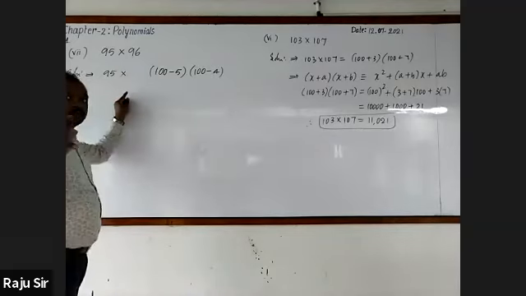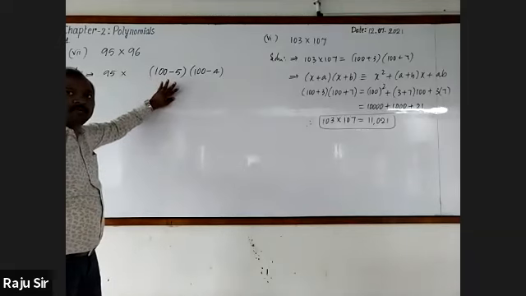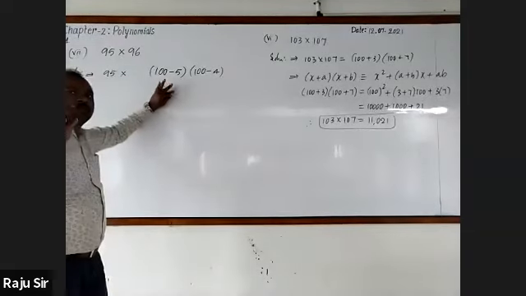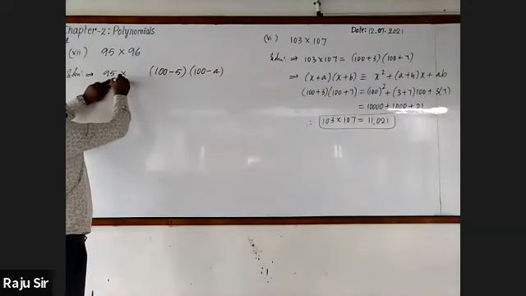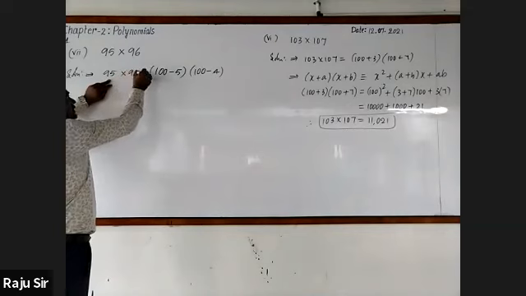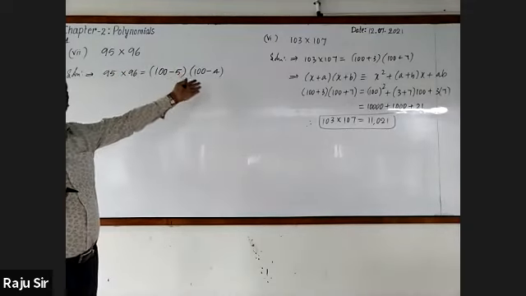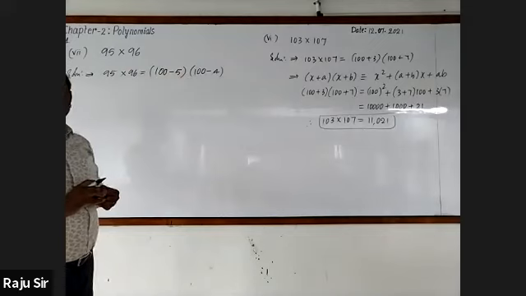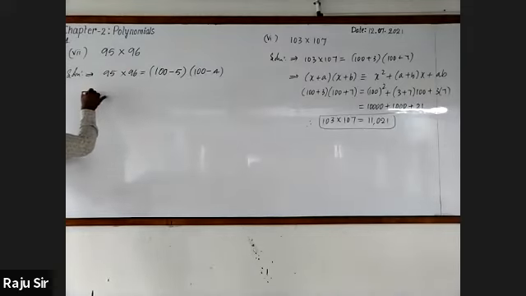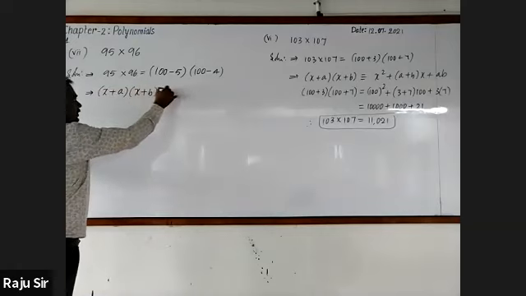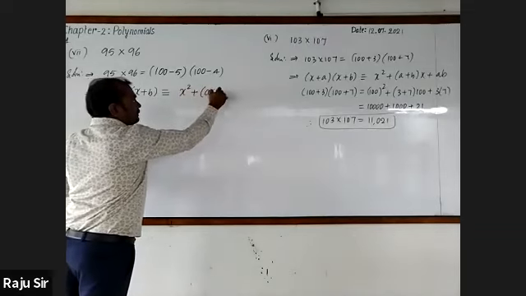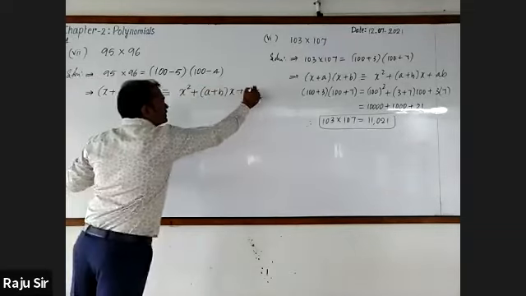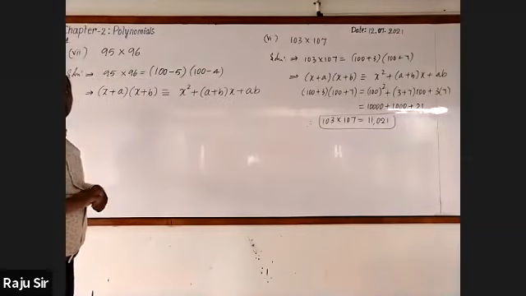First, I am taking the statement as given by that girl. Here, 95 into 96 is equal to 100 minus 5 into 100 minus 4. Let's go for using the identity x plus a into x plus b, which is exactly equal to x square plus sum a plus b into x plus ab. Please go on writing with me.